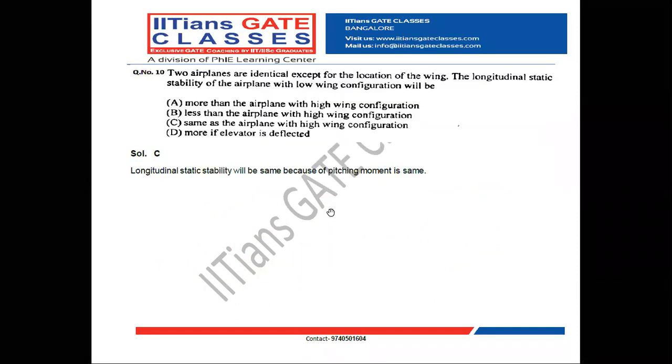Now, next question. Question number 10. Two airplanes are identical except for the location of the wing. The longitudinal static stability of the airplane with low wing configuration will be: Option A, more than the airplane with high wing configuration. Option B, less than the airplane with high wing configuration. Option C, same as the airplane with high wing configuration. Option D, elevate more if elevator is deflected.